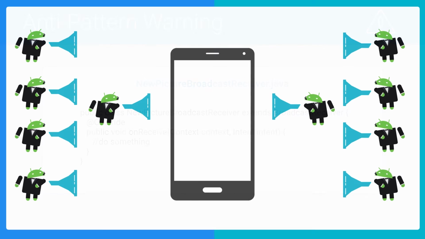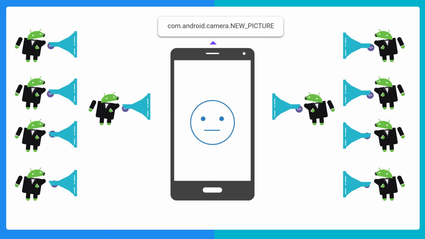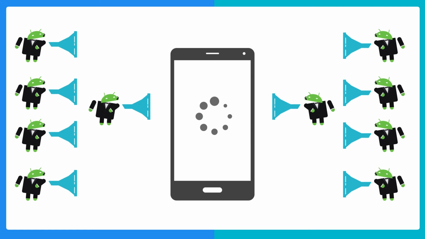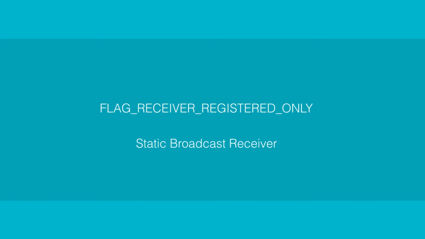Just think of what would happen if the user had downloaded 10 apps that were all using the new picture taken broadcast. Whenever a new picture was taken, suddenly a bunch of apps would be triggered and the device would slow to a crawl. Because of this, some broadcast intents won't even let you statically define a broadcast receiver. Specifically, intents that have the receiver registered only flag set.